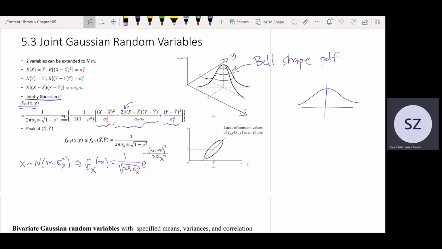Now the idea is as follows. If you have a single Gaussian random variable with mean m and sigma squared as variance, then this is the PDF. It's some constant in the variance, and then x minus the mean all squared divided by twice the variance. Now I have another random variable y with another mean. This we call mean 1, and this we call mean 2, and sigma y squared. Then the PDF will look like this as well.